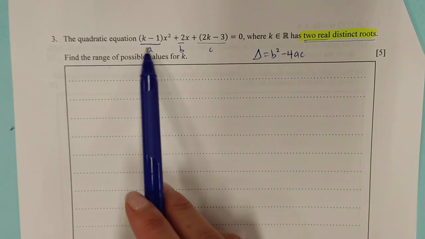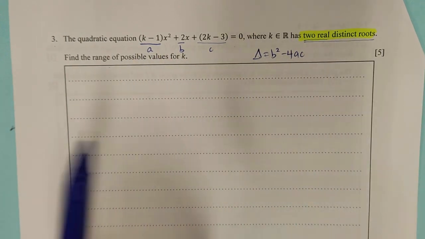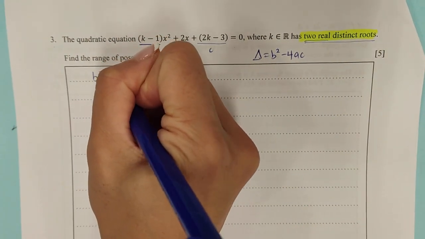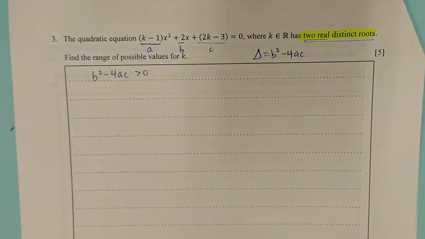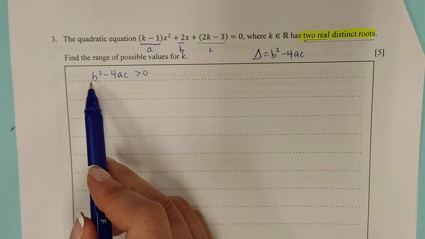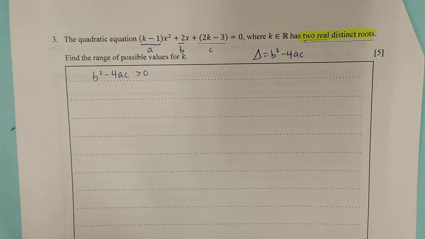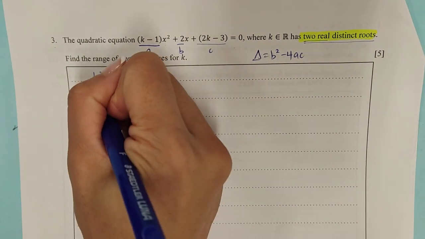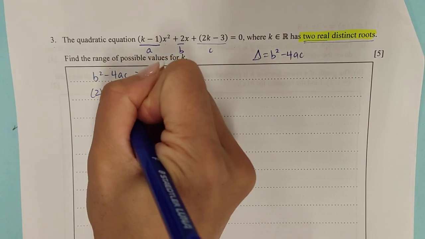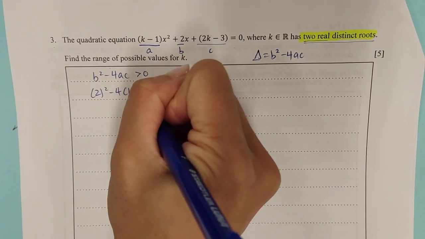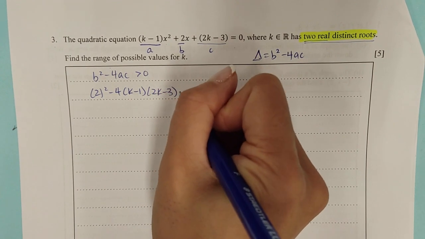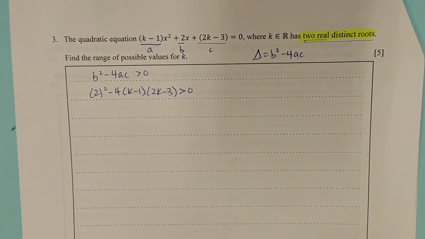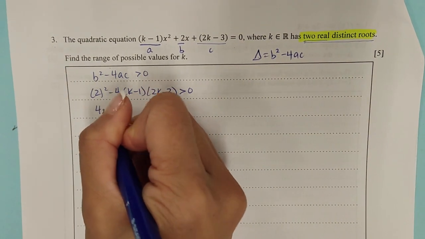Because this equation has two distinct real roots, we know that the discriminant, b squared minus 4ac, has to be greater than 0. So let's replace b, a, and c with our values from the equation. We're going to get 2 squared minus 4 times (k minus 1) times (2k minus 3). And that's greater than 0. Let's simplify. 2 squared is 4.